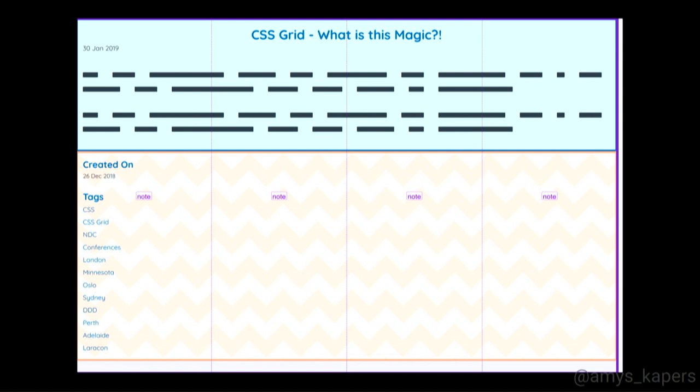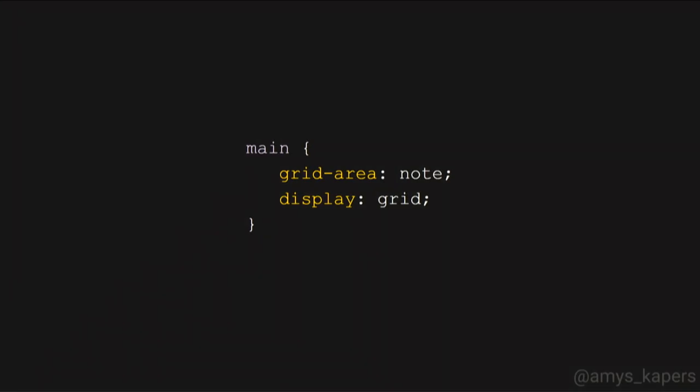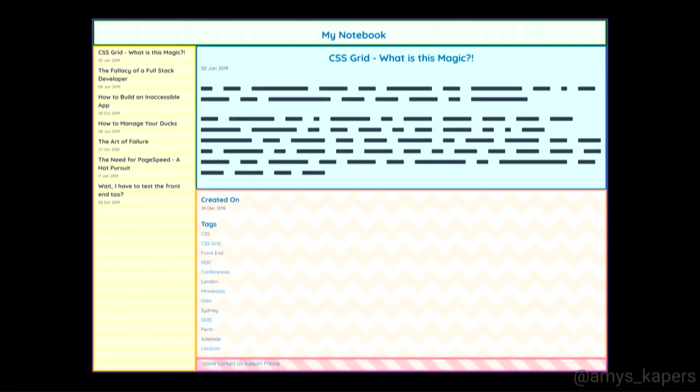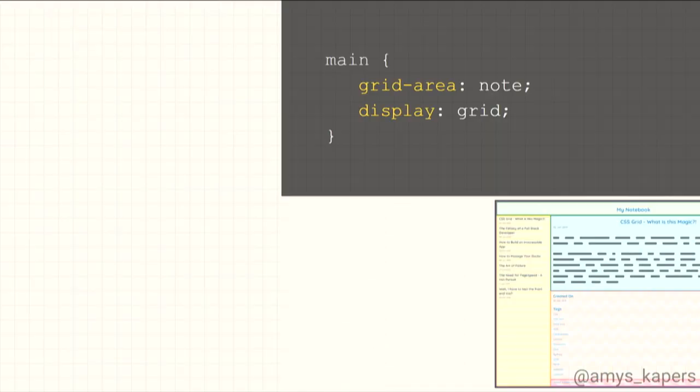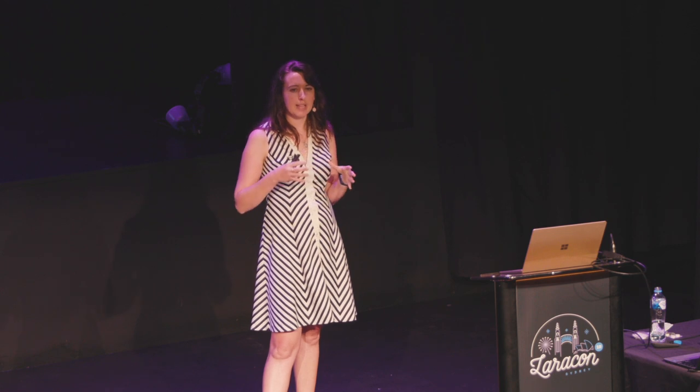So, to do that, we can redefine a grid inside of our grid. And to do that, I'm going to set display grid on our main element as well, which just kind of pushes it so it takes up the full area there. Now, I want this child grid to take up the same columns as the parent grid. So I can just redefine them as it changes.